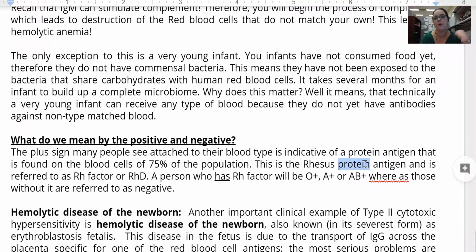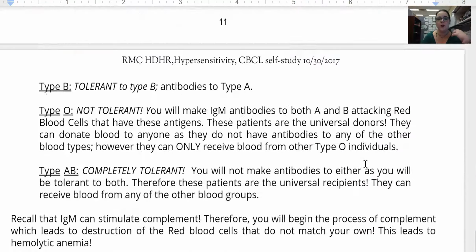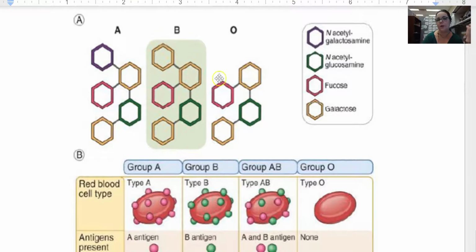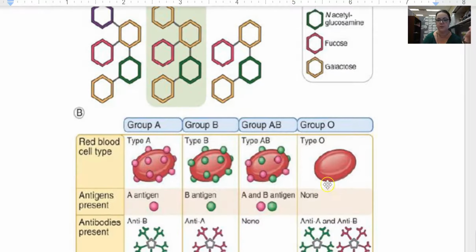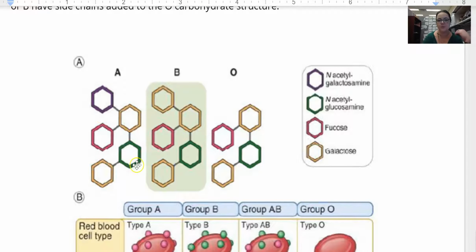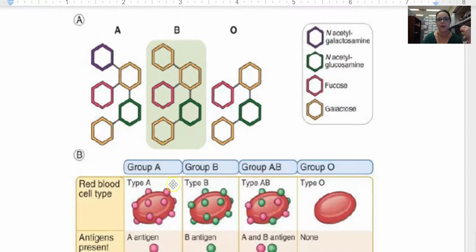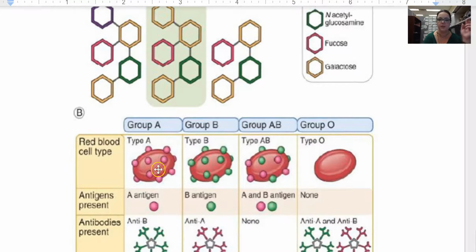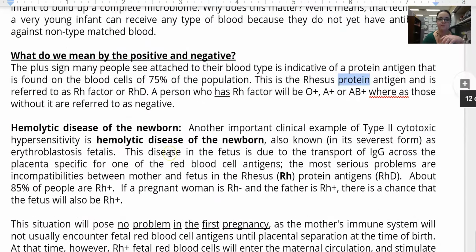So for example, I'm O positive. So I have the base carbohydrate. I do not have rhesus protein. So I'm like this. My husband is type A, so he has the A carbohydrate, and he's also positive, so he has A positive blood. So we both express the rhesus protein.